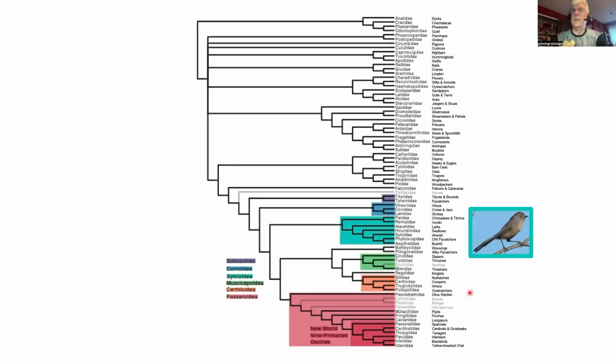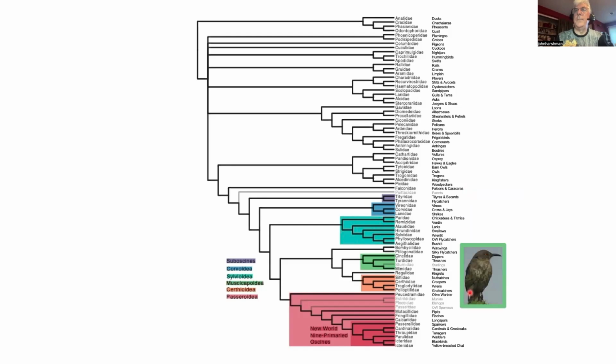Next, in kind of teal, we have the superfamily Sylvioidea. There are a bunch of families around here, of which I'm showing a wren tit. Swallows are another big one. Chickadees, another one. Down a bit, the one in green is the superfamily Muscicapoidea. And it's got a few families, most especially the thrushes and the thrashers.